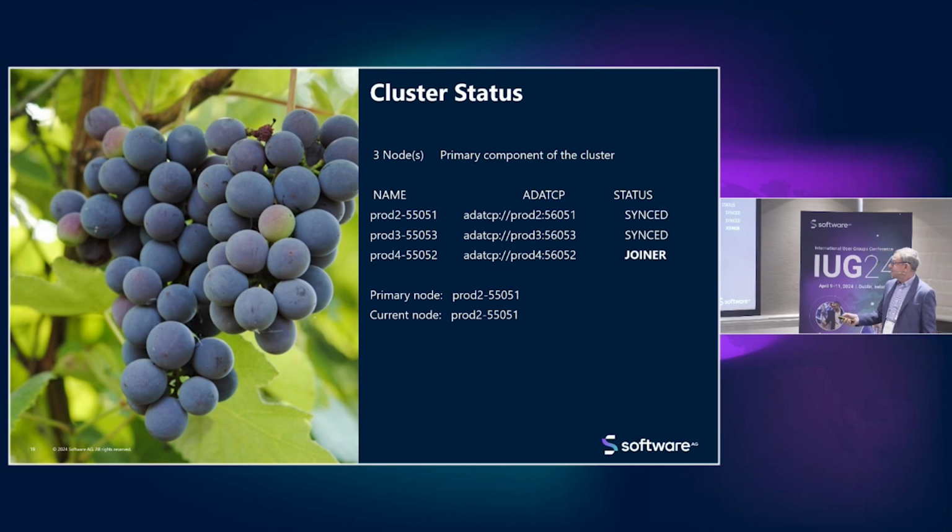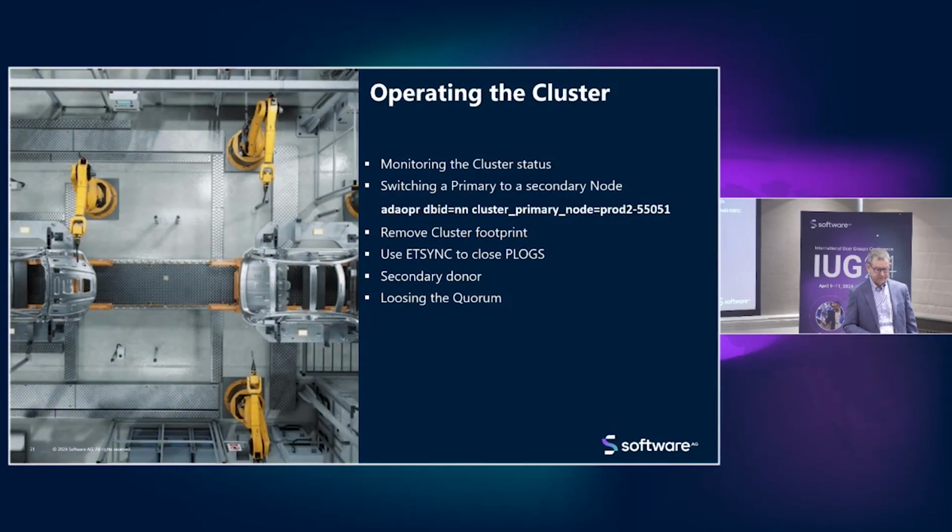This is the output of the Adapr new display cluster command. It's a new command, and it shows us the status of our cluster. You see 2 nodes are synced, and this one I caught when it's becoming a joiner, and that will change from a joiner to be synced. So that's one way that we monitor the cluster status.